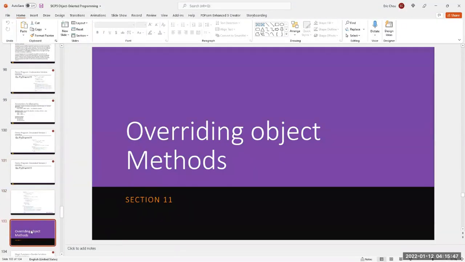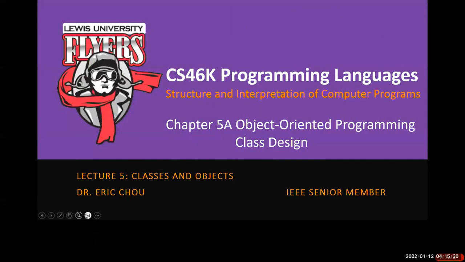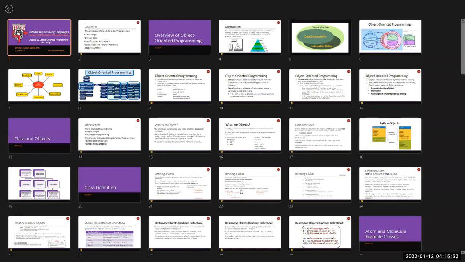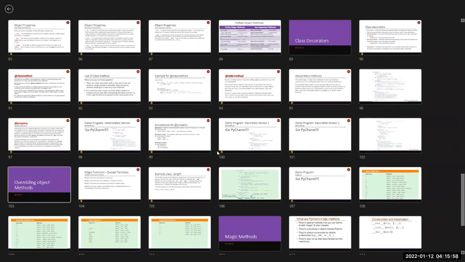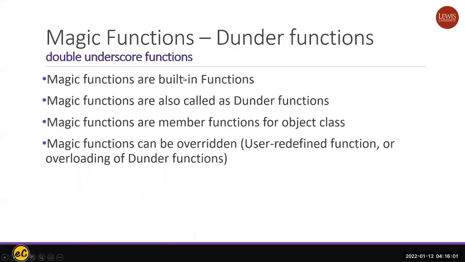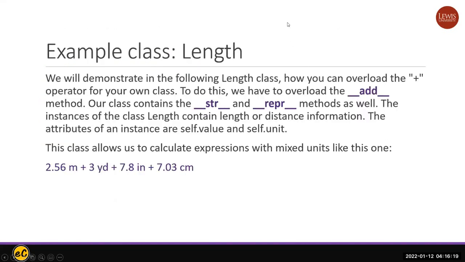So, overriding object methods. The object class has many double underscore functions. We call them private functions, and these private functions can be overridden by user definition. So you can change the add function for the plus sign. You can change the string function to convert the object to a string or representation.